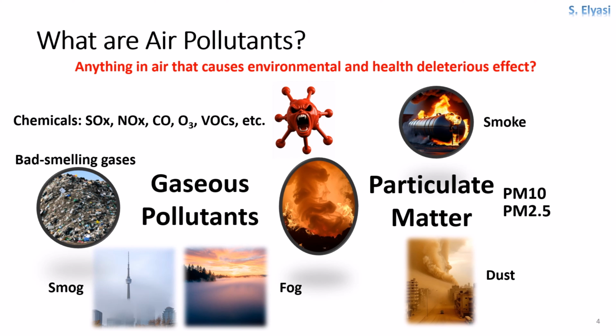Both types of pollutants can originate from a variety of sources, including industrial facilities, vehicle exhaust, natural events like wildfires and volcanic activity, and residential activities such as heating and cooking. These pollutants can affect air quality and human health, contributing to respiratory problems, cardiovascular diseases, and other health issues, as well as environmental impacts like acid rain and climate change.